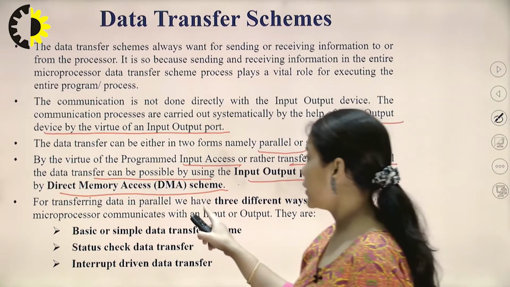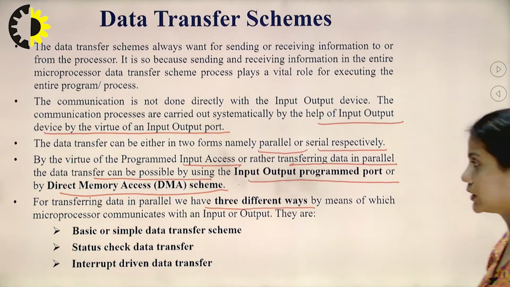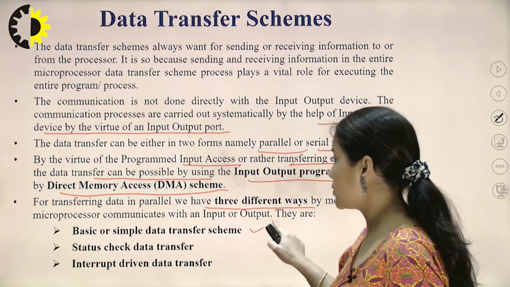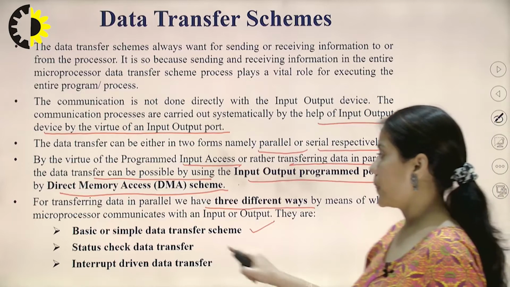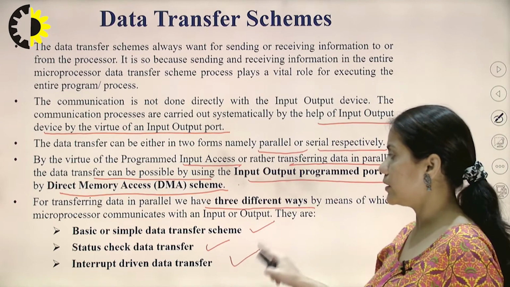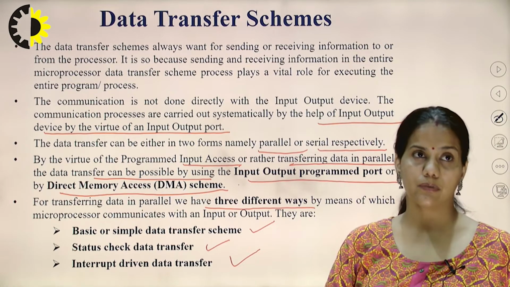For transferring data in parallel, we have three different ways by means of which the microprocessor communicates with the input and output devices. First is the basic or simple data transfer. Next is the status check data transfer. And third is the interrupt driven data transfer. We will look into these three one by one.